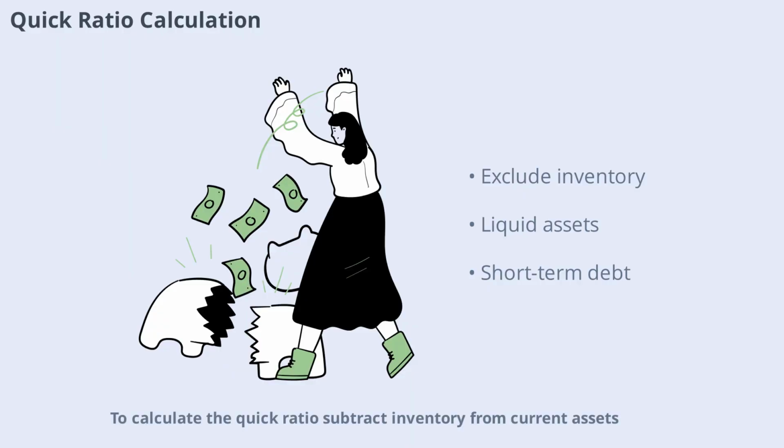Calculate the quick ratio: subtract inventory from current assets, then divide by current liabilities. For example, if a company has $100,000 in current assets, $30,000 in inventory, and $50,000 in current liabilities, the quick ratio is (100,000 - 30,000) / 50,000, which equals 1.4. This means the company has $1.40 in liquid assets for every $1 of short-term debt. This ratio is especially important for businesses where inventory isn't easily converted to cash.